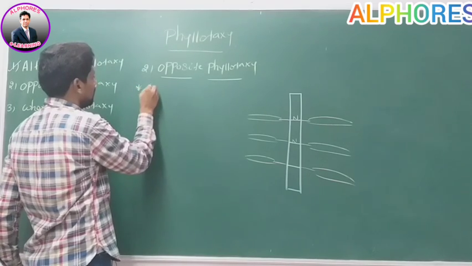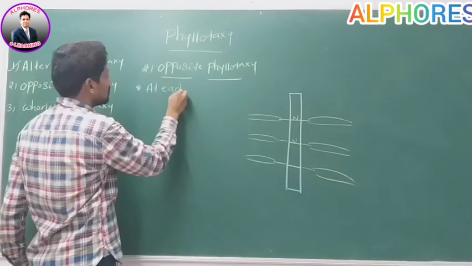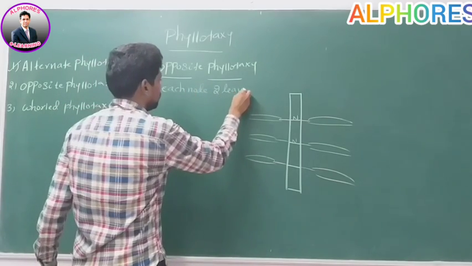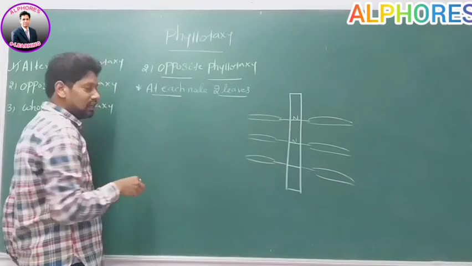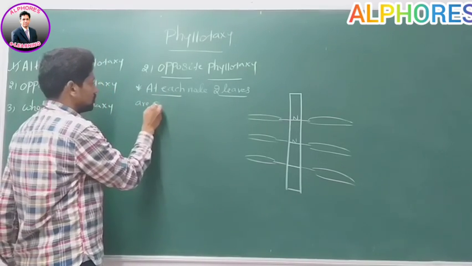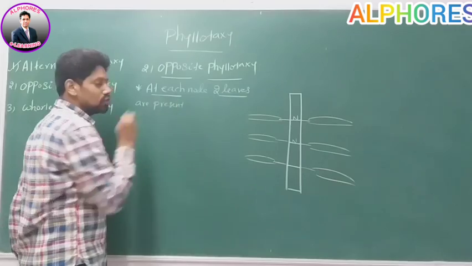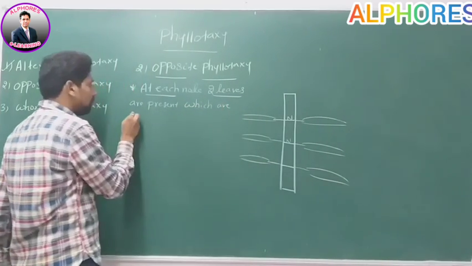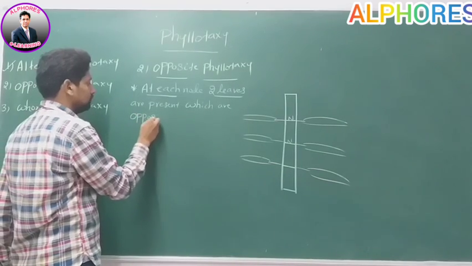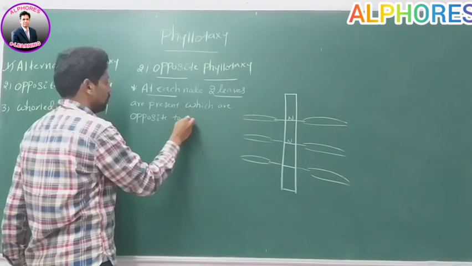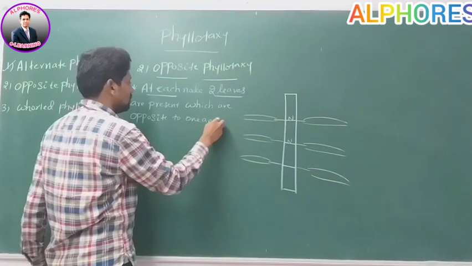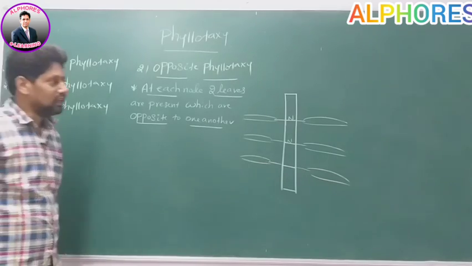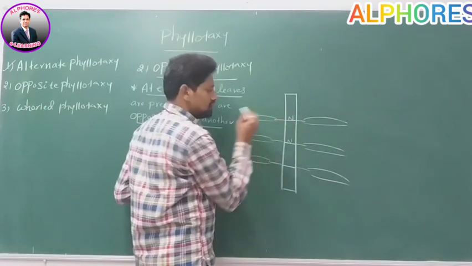Therefore, at each node, 2 leaves are present. How are these 2 leaves? They are opposite to one another. Is this statement okay?